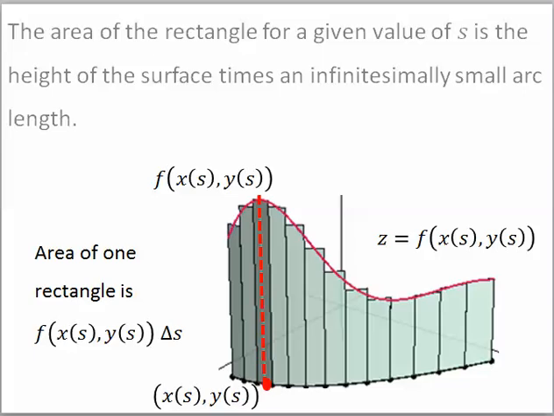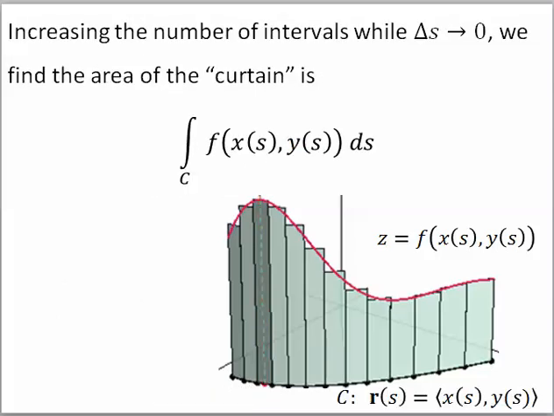The area of one rectangle for a given value of s is the height of the surface times an infinitesimally small arc length. Increasing the number of intervals while letting the arc length go to 0, we find that the area of the curtain is given by this line integral. A better name for this might be a curve integral.